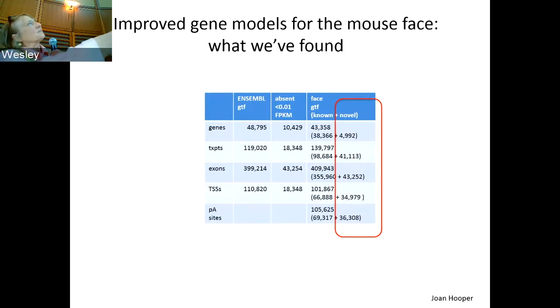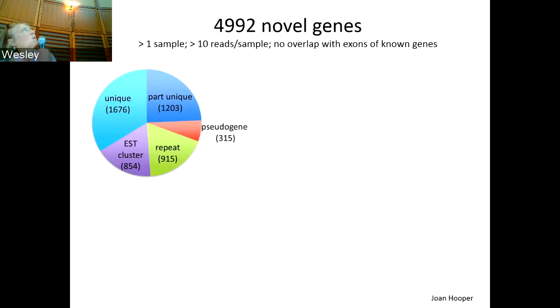And I just wanted to give you a flavor of what we found, partly because it relates a lot to some of the other talks we've had earlier, so I'll talk a little bit about some of these novel genes that we found. Almost 5,000 of them. As a threshold, they have to be found in more than one sample, at least 10 reads per sample, and no overlap with exons of known genes. So that's what I'm defining as new genes.